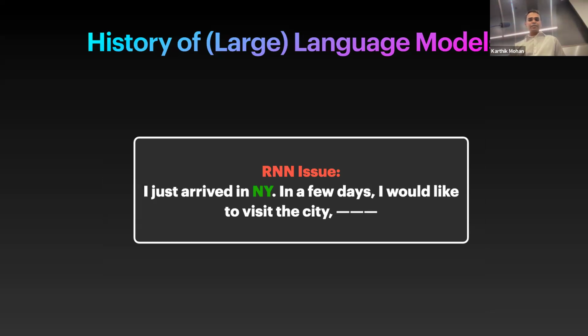Okay, we have an example of an RNN issue. So I just arrived in New York. In a few days, I would like to visit the city. What would be your guess? Or what would be your city? Just name a city. Paris. Okay, yeah. So New York to Paris. Great. So RNN might just say New York, right? Because it likes New York. Doesn't make sense because you just visited New York. So how can you visit New York? I mean, what does it mean to visit New York again, right? Unless you went back, then you visit New York again.